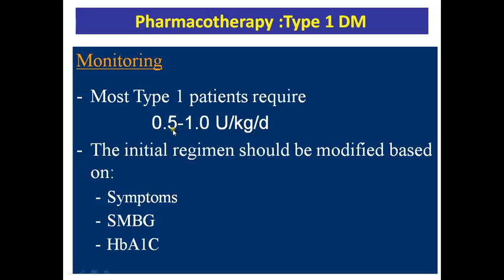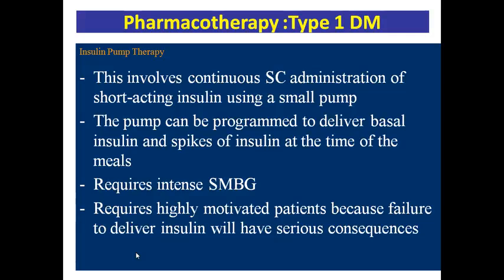So the range is between 0.5 to 1, and it is modified depending on the symptoms of the patient, the blood glucose monitoring the patient is doing, and the HbA1c of the patient. So according to that, you can decrease the dose or increase the dose of the short-acting or the long-acting insulin.